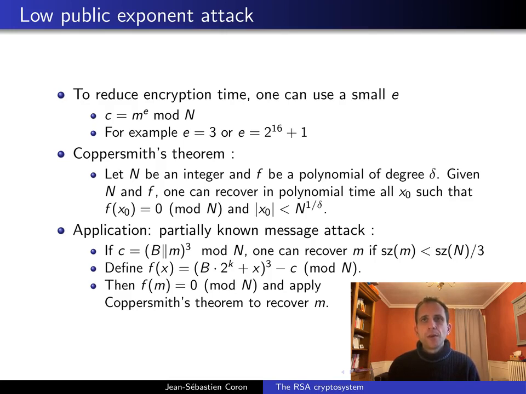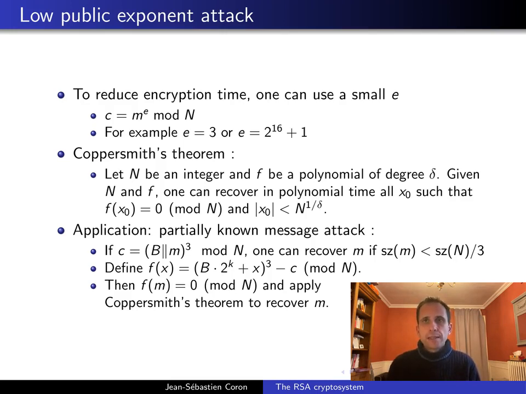We define the polynomial f of x, which is b times 2 to k, where b times 2 to k corresponds to the shift of the capital B to the left, plus x cubed minus c modulo n. And now we see that by definition, f of m is congruent to 0 modulo n, because when we compute f of m, we get b times 2 to k plus m cubed, which is actually the ciphertext c, and so minus c, this gives 0.